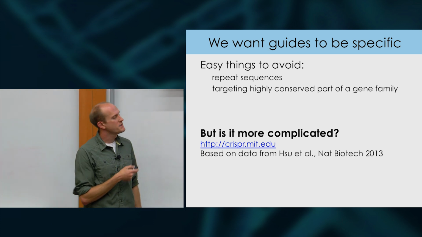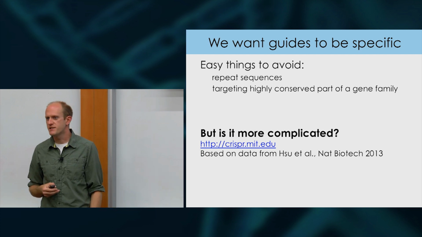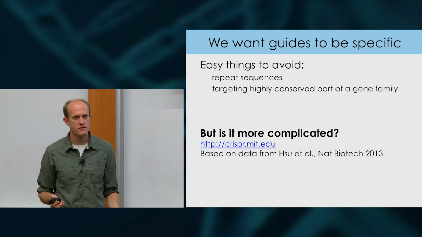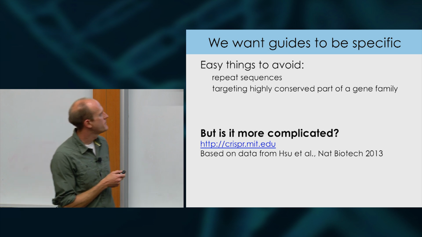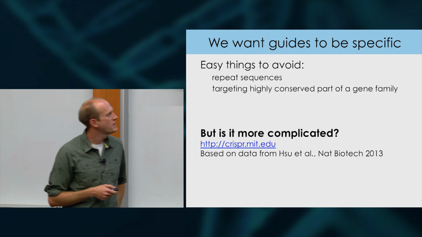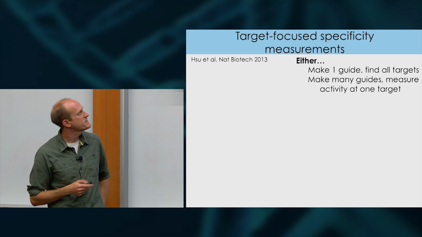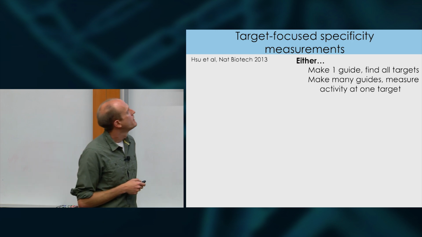Probably most people in the audience are familiar with this server. It's the CRISPR MIT server. This is one of the first prediction servers that was out there, and it's based on really great data from Patrick Hsu in his paper in Nature Biotech in 2013.